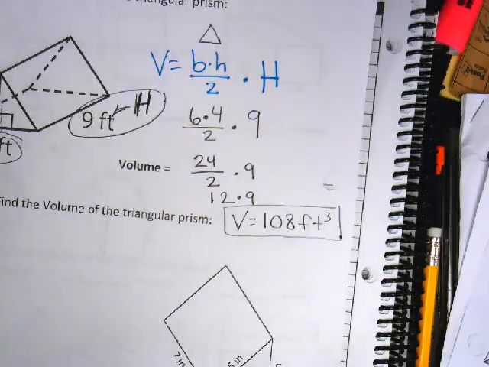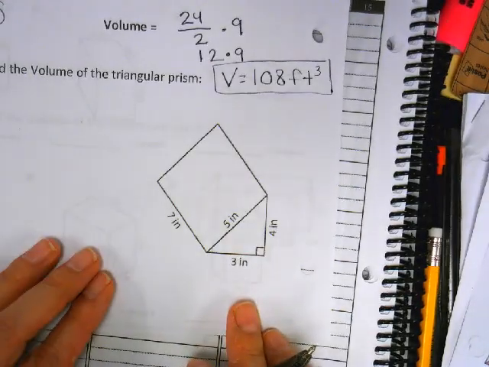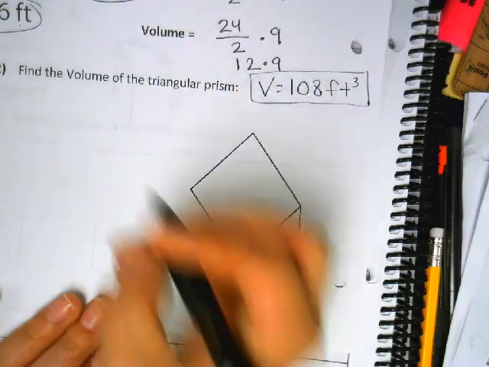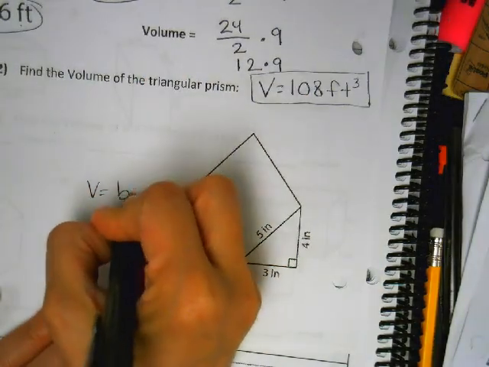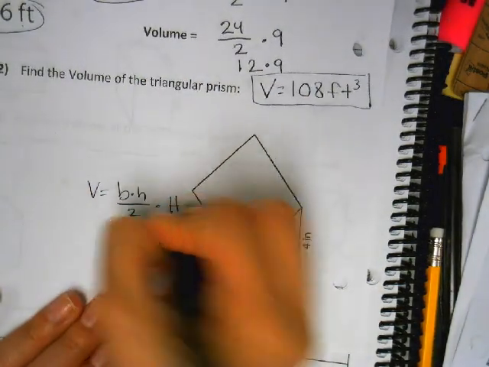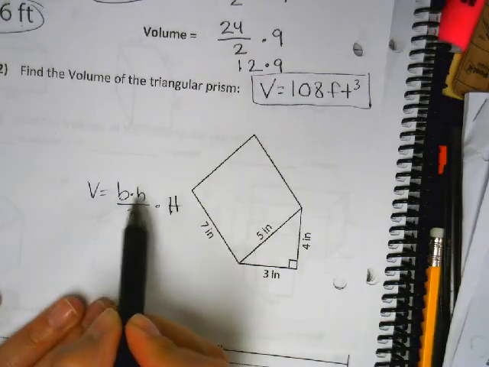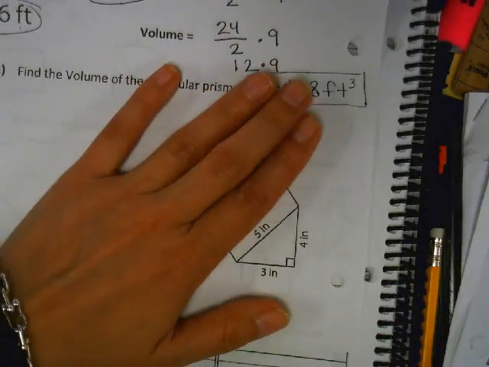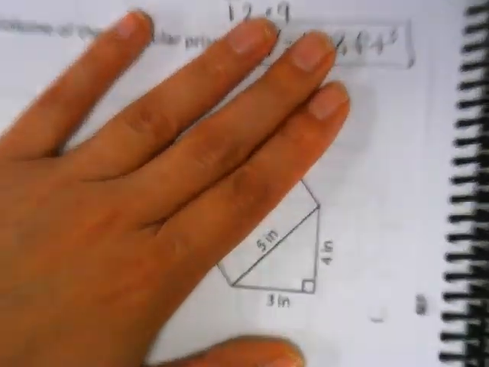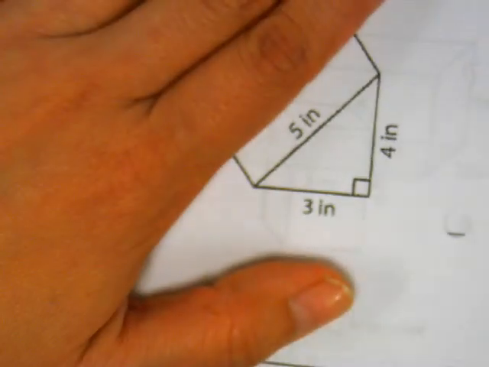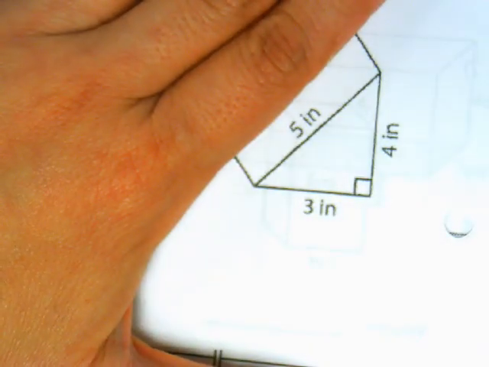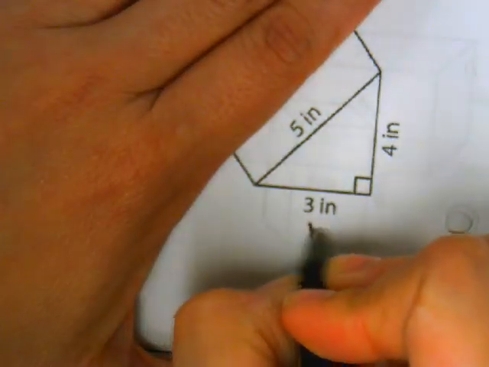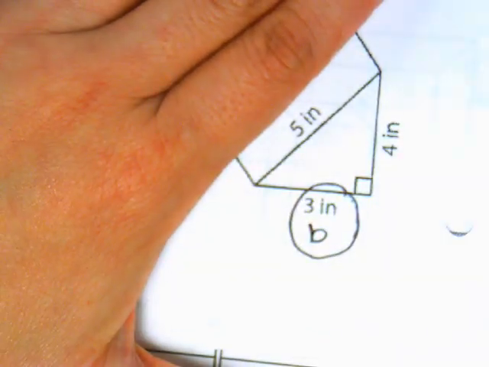All right, now let's look at this triangle. Okay, so I'm gonna write: I'm looking for base times height divided by 2 times your big H. I'm looking for your base, your little height, and then your big height. So I'm gonna cover up my 3D shape and just look at my triangle. What number represents the base? 3. So let's put a little b so I know that's my base right there.